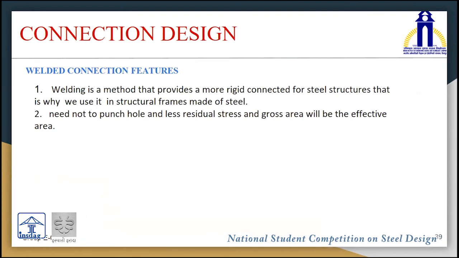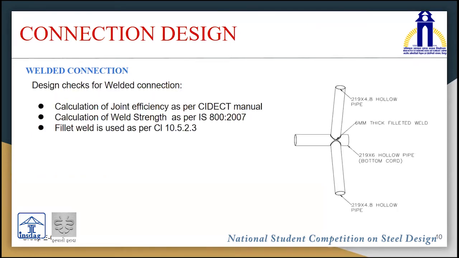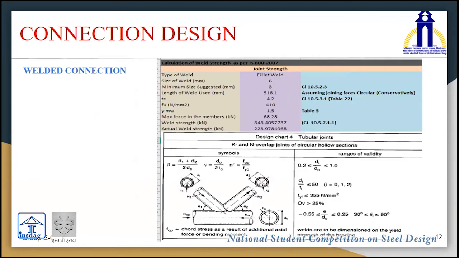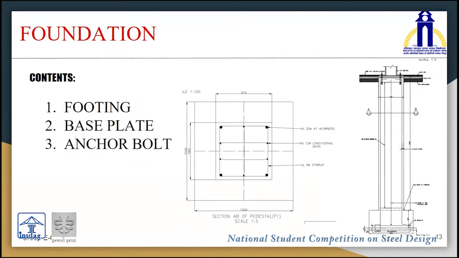Welded connections are done as per the CIDECT manual and strength is calculated as per clause 10.5.2.3 of IS 800-2007. Here is the detailed calculation of welding. Here is another detailed calculation. Now we come to the substructure. In the substructure, we have footing, base plate, and anchor bolts.